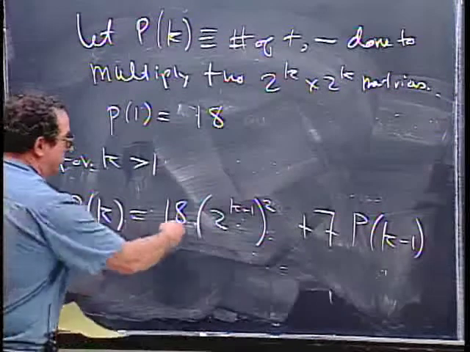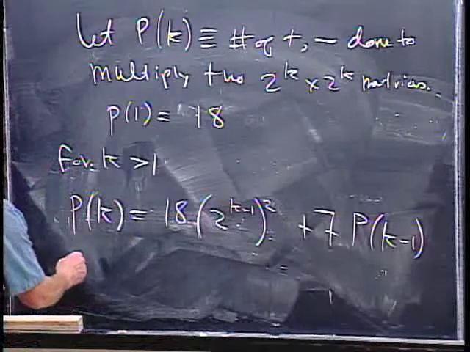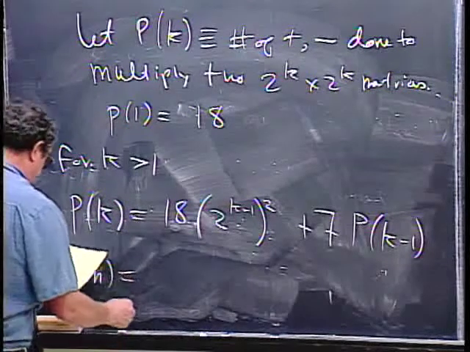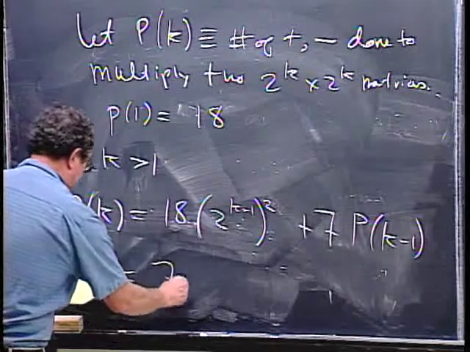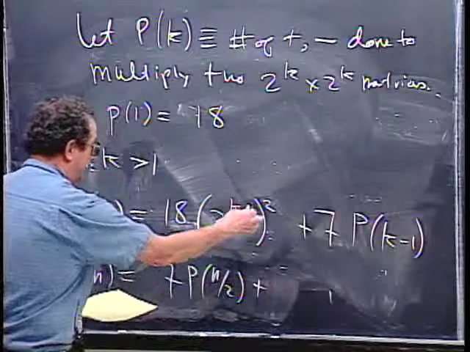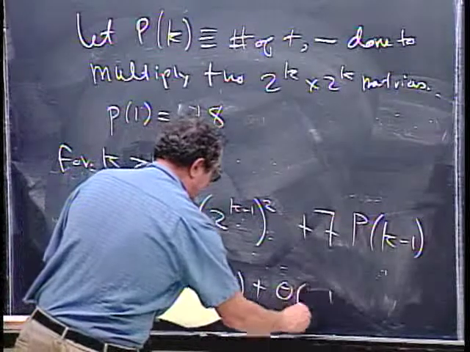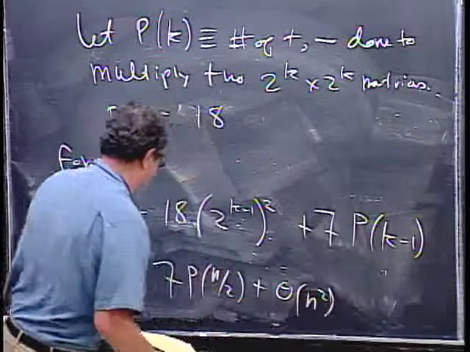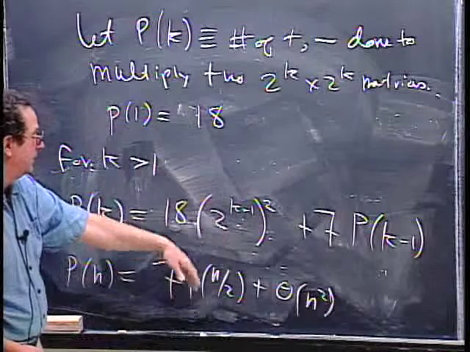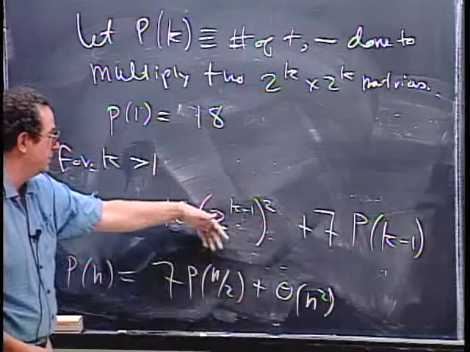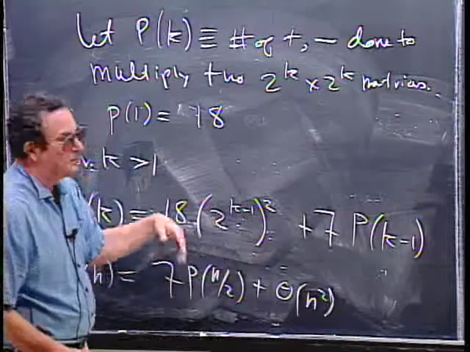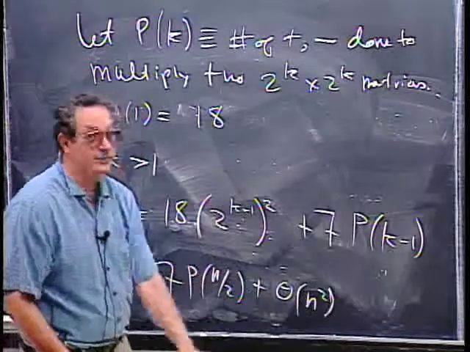But in solving this, now I'm coming back to say that this is really the same as P of n is equal to 7 P of n over 2 plus something that is on the order of n squared. Okay? Since 2 to the k minus 1 is n over 2, we have n over 2 squared times 18. So it's really 18 n squared over 4, it's on the order of n squared.